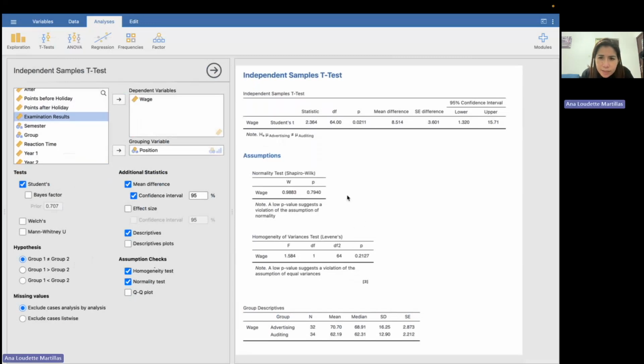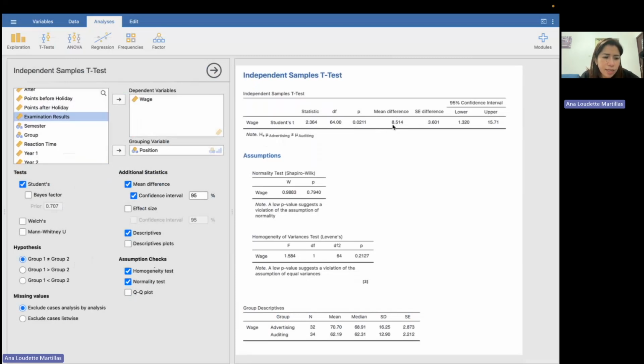The t-statistic is 2.364. The p-value is 0.0211. The mean difference is 8.514. So since the p-value, which is 0.0211, is lesser than 0.05, we reject the null hypothesis.